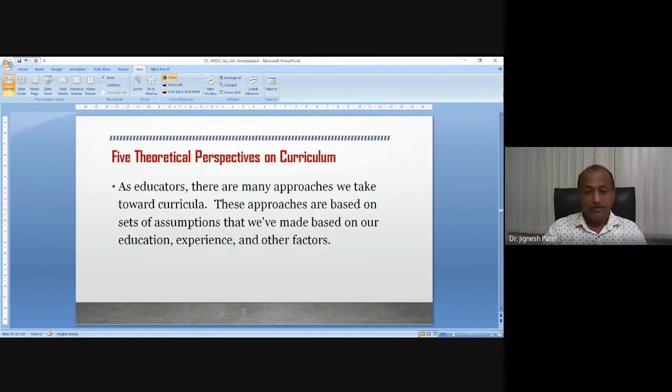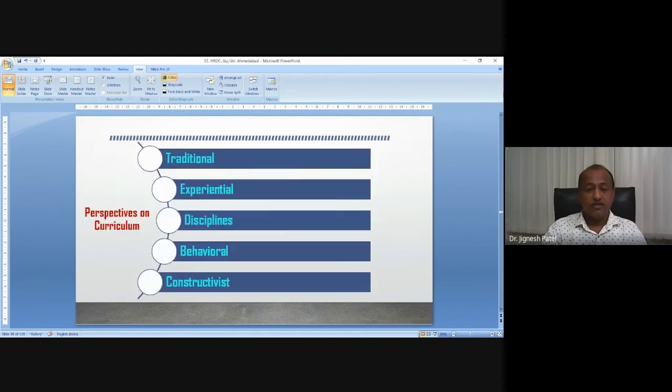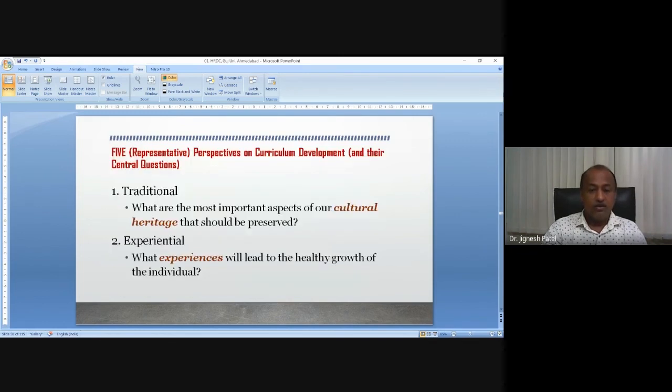So different perspectives are there. 5 theoretical perspective on curriculums are there. Those are the traditional, experiential, discipline, behavioral, and constructive approach curriculum perspectives are there. Now, discussing about the 5 different perspective on curriculum and their central questions. So these are the traditional, what are the most important aspect of our cultural heritage that should be preserved.